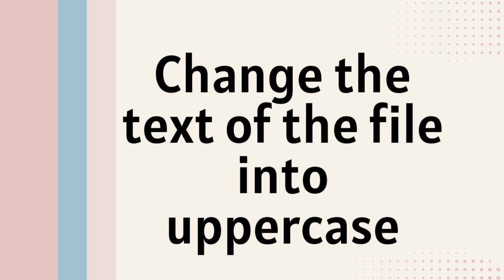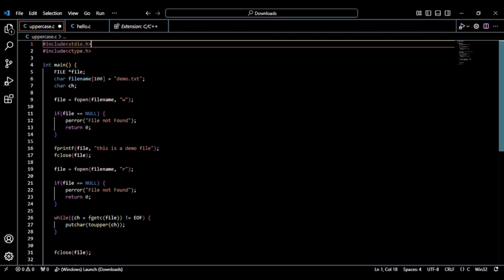The aim of my program is to change the case of the text. It checks whether the content is an alphabet or not, and then it checks the case of the letter. If the letter is in lowercase, it changes it into uppercase. The program creates a file named demo.txt, writes some text into it, and then reads the content to display it in uppercase. Now let's look into the program.